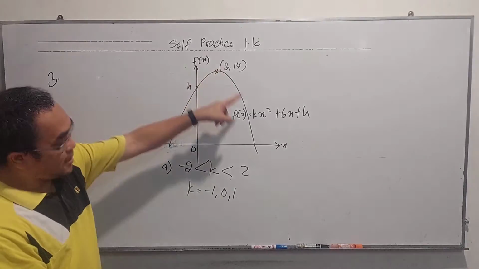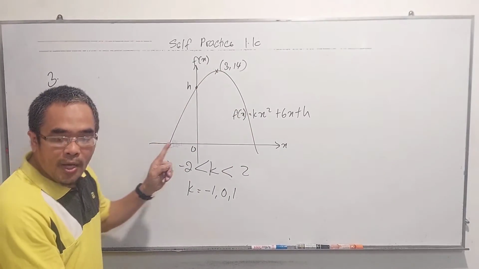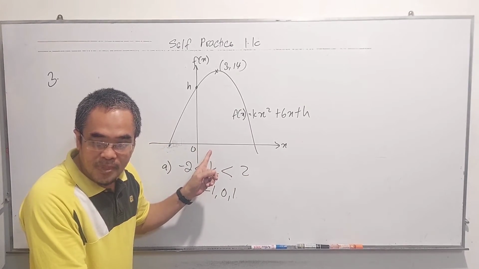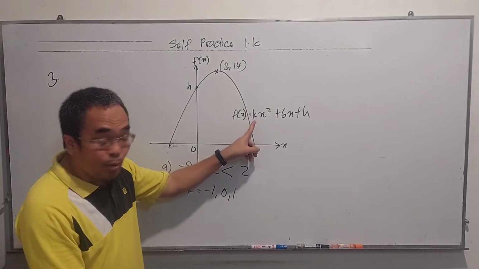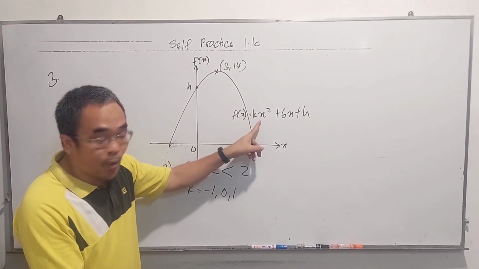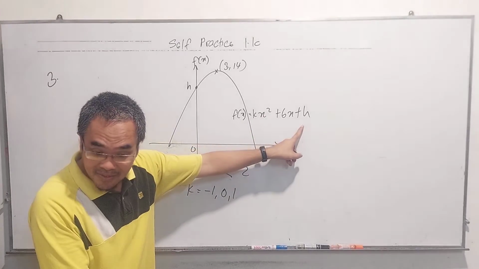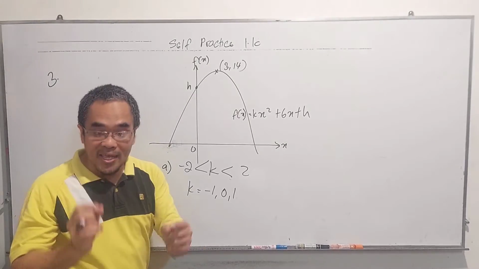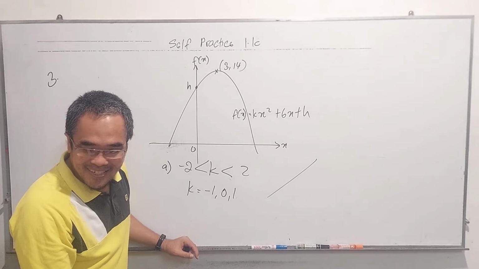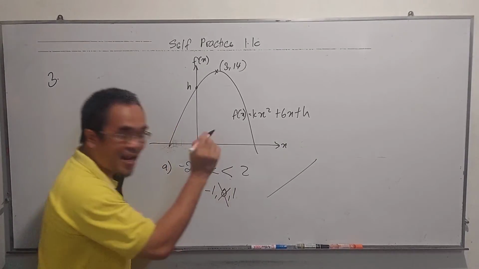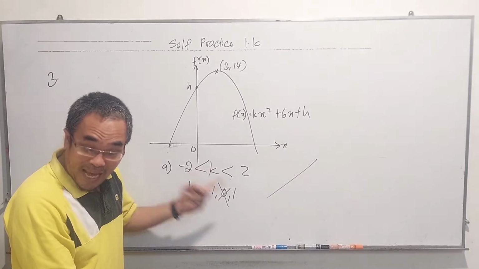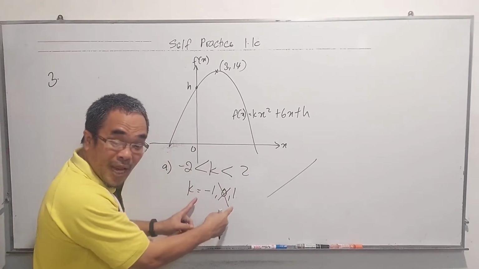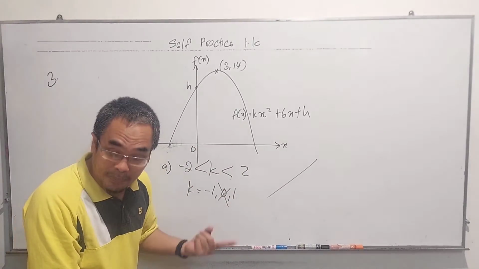But look at the diagram. What do we notice about the diagram? What is the shape? Maximum. If I replace k as 0, so 0x squared plus 6x, does it shape like this? No. 0x squared means the graph is a straight line. Understand that? So 0 is not accepted. We eliminate based on the figure. We get the three values from this inequality, and we eliminate whichever is not suitable for the figure.